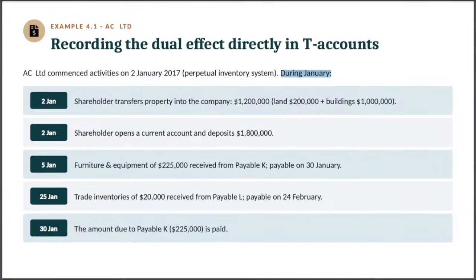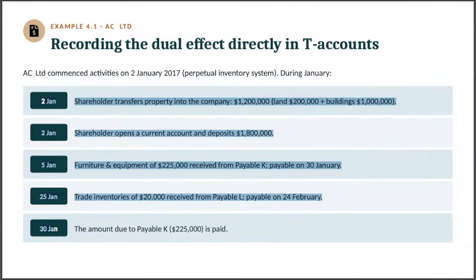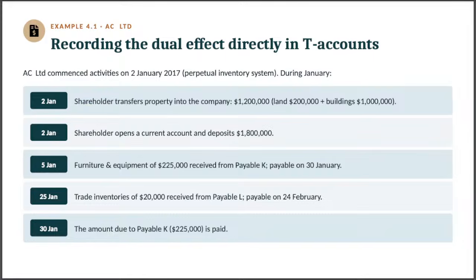During January, here are our dates: the 2nd, 5th, 25th, and 30th. On the 2nd, a shareholder transfers property into the company, $1,200,000, that was $200,000 in land and $1 million in buildings. Generous shareholders. Next, same date, the shareholder opens a current account and deposits $1,800,000. Then on the 5th, furniture and equipment of $225,000 was received from payable K, payable on the 30th of January. Okay, so we got some credit here on liability.